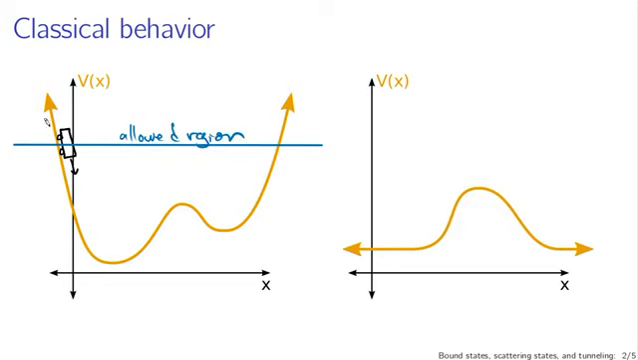The cart will never be found at higher potentials here or higher potentials here. So our allowed region covers the region between these two points, which are called turning points, since that's where the cart turns around.